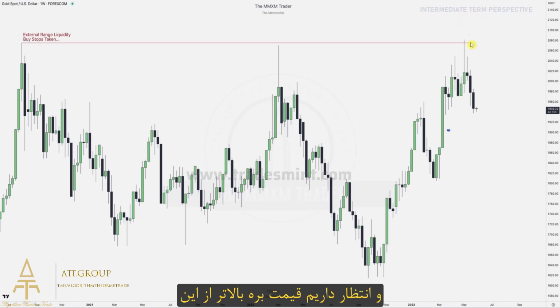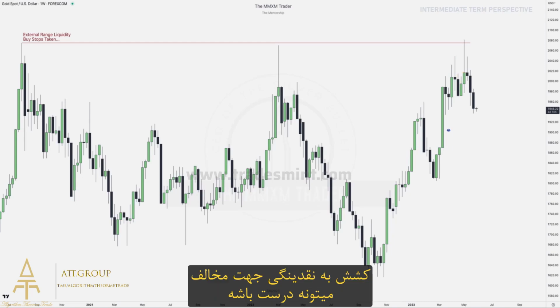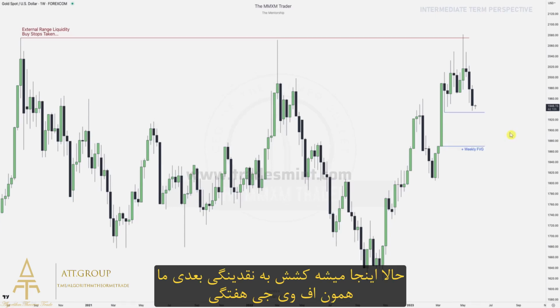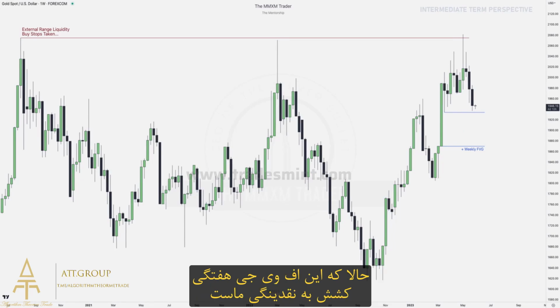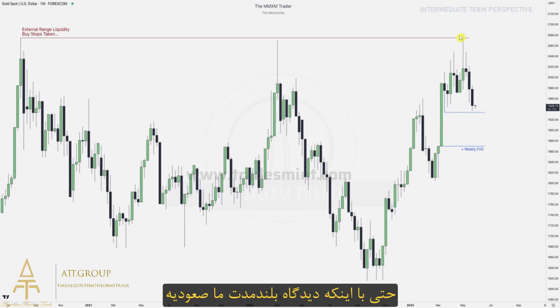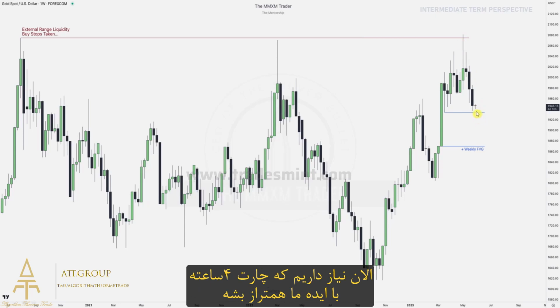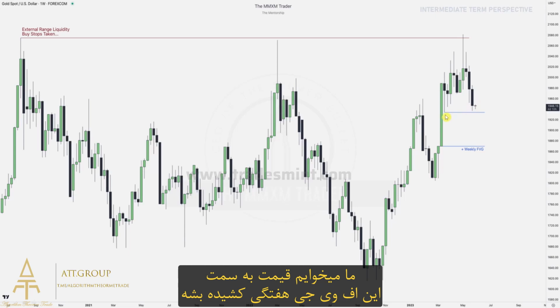We expect price to go higher than this, but with an intermediate term perspective being bearish, the counter trend draw should be correct, because we still have to think about that external to internal range liquidity, right? Now this is our next draw on liquidity, right? That weekly fair value gap. So with this weekly fair value gap being the draw on liquidity, even though our longer term perspective is bullish, it's switching right now from external to internal. Now we need the 4-hour chart to be in line with our idea that we want to draw into this weekly fair value gap, right?